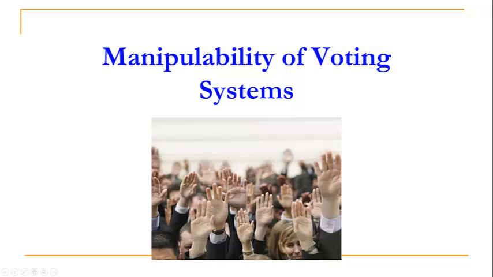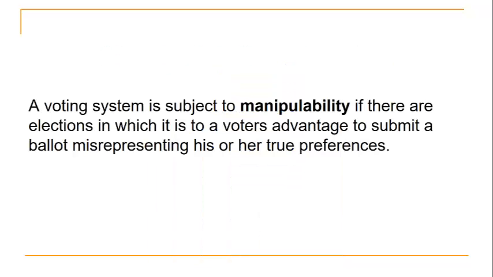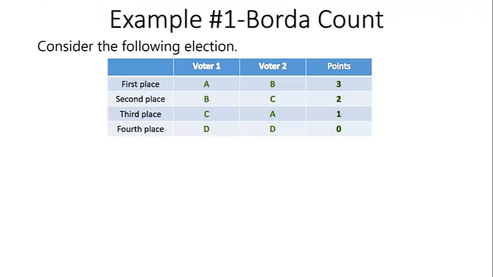In this video, we'll be looking at the manipulability of the voting systems we've been learning about so far. A voting system, recall, is subject to manipulability if there are elections in which it is to a voter's advantage to submit a ballot misrepresenting his or her true preferences. We're going to start by looking at an example where we're using the Borda count.